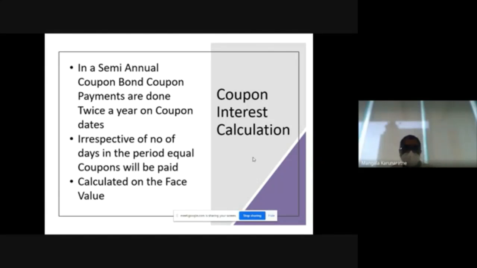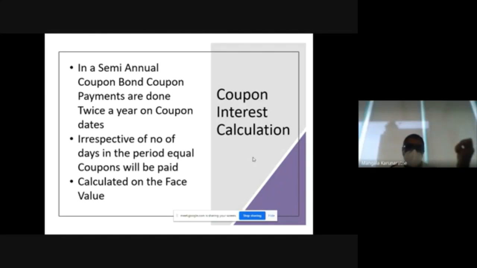So we calculate the annual coupon and divide it by 2 to get the 6 months coupon. So we don't adjust this for number of days, right? That is very important because this is a norm in this calculation and a norm in the bond market.